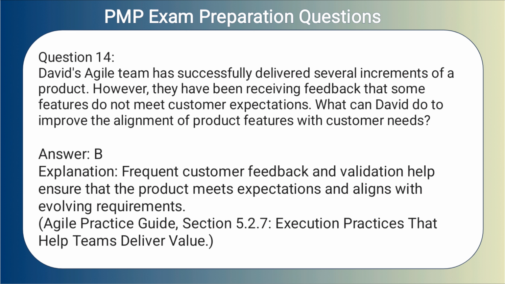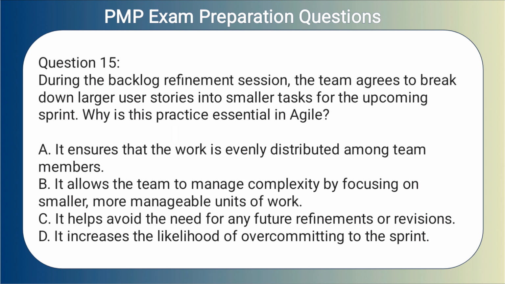Answer: B. Explanation. Frequent customer feedback and validation help ensure that the product meets expectations and aligns with evolving requirements. Question 15. During the backlog refinement session, the team agrees to break down larger user stories into smaller tasks for the upcoming sprint. Why is this practice essential in Agile?